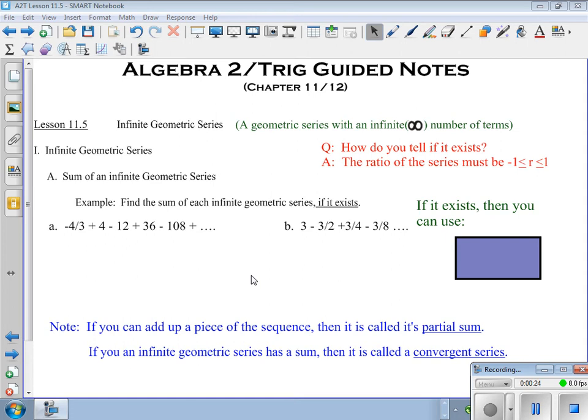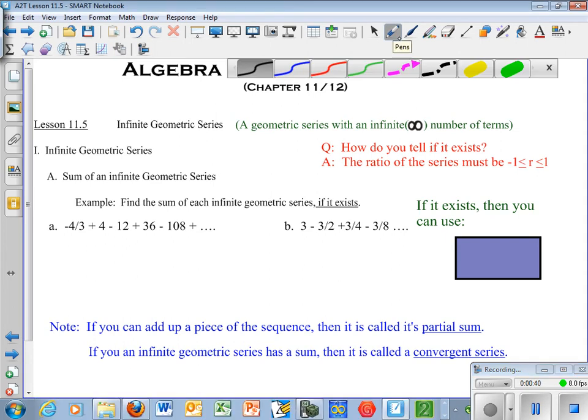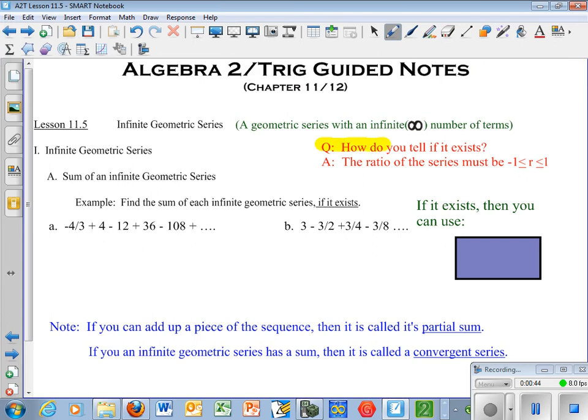Some infinite geometric series have a sum, and some of them will not have a sum, or it will not exist. This is very key, to determine if it exists or not. How do you know if the sum exists? It has to do with r in the geometric series. It must be between -1 and +1.